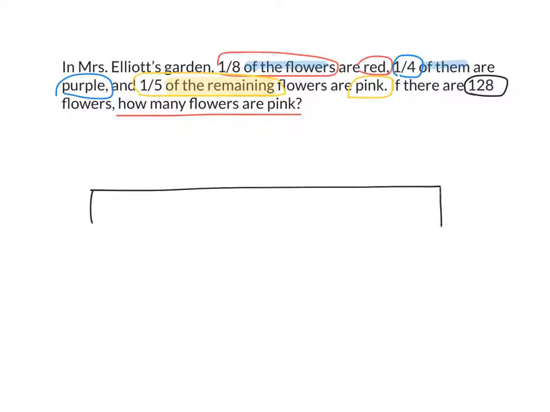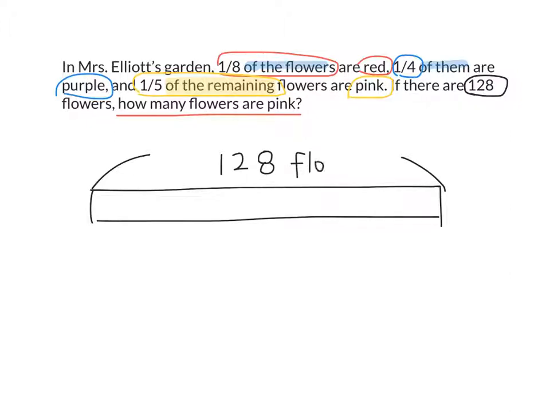This is all of our flowers. Okay, how many flowers do we have all together? 128. Now, the first piece of information tells us that 1/8 of those flowers are red. So these are our red flowers. And it's 1/8 of the whole tape diagram because it's 1/8 of all those flowers. Yes? Okay. Next, it tells us that 1/4 of all the flowers are purple.